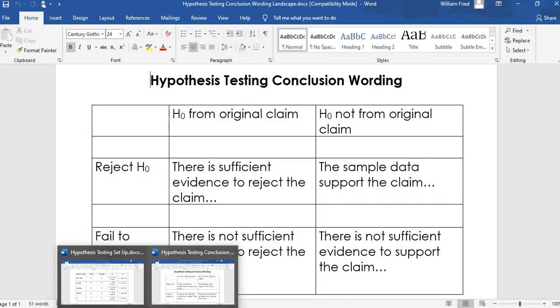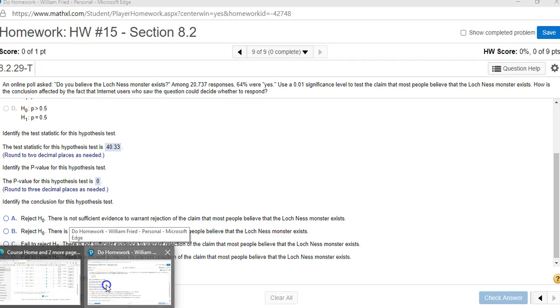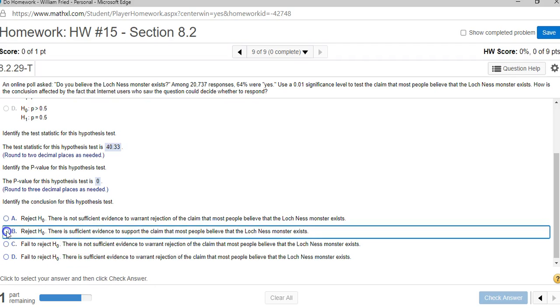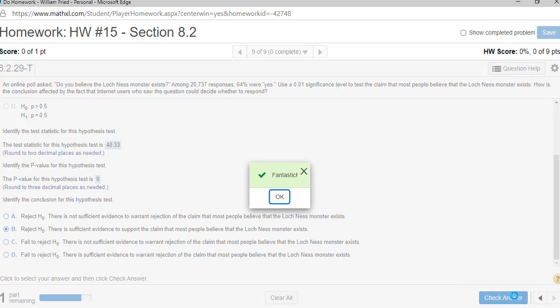Let's see what answer looks like that in their choices. Reject H null. The sample data support the claim. Reject H null. There is sufficient evidence to support the claim. That looks like choice B. Let's see how it likes that.